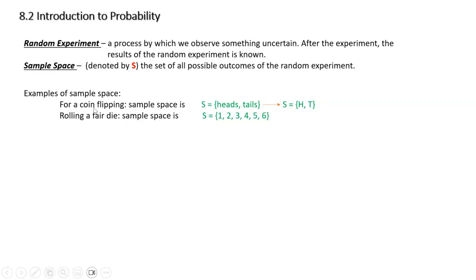For example, let's do examples of sample space. For a coin flipping, the sample space would just be heads or tails, because if you flip one coin, it can either be heads or tails. Rolling a fair die, the sample space will be 1, 2, 3, 4, 5, 6, because when you roll a die, it can only be from 1 through 6.